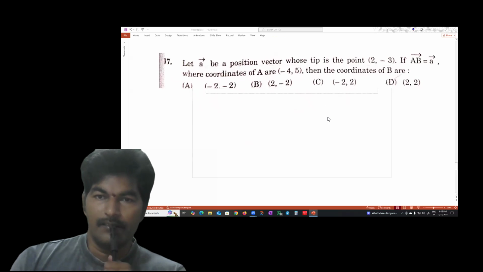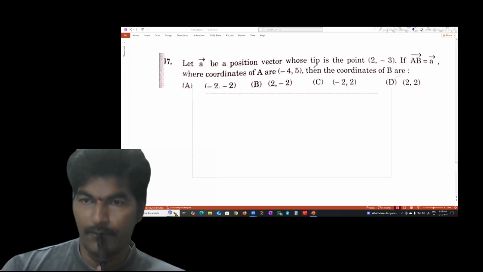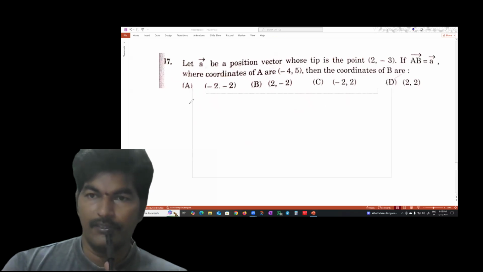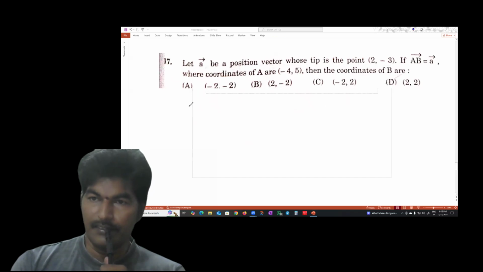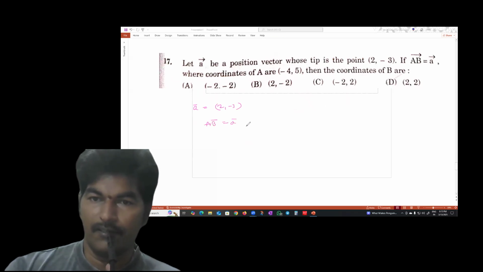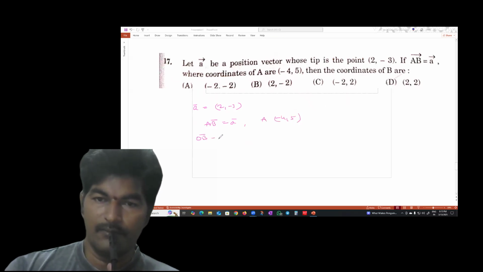Let A bar be a position vector whose tip is the point 2 comma minus 3. So A bar is equal to the position vector, okay, so write down 2 comma minus 3. And AB bar, he said, where the coordinates of A are given minus 4 comma 5 and the coordinates of B bar. So you can write AB bar as OB bar minus OA bar equal to A bar.